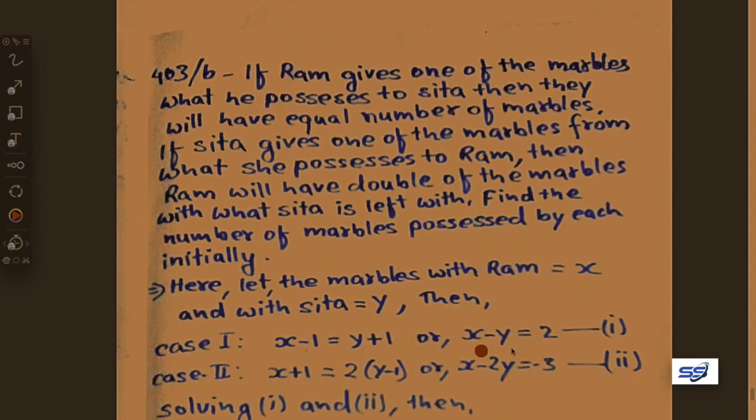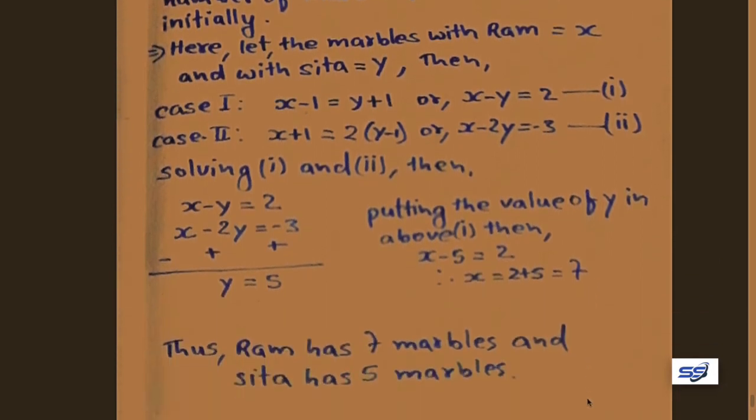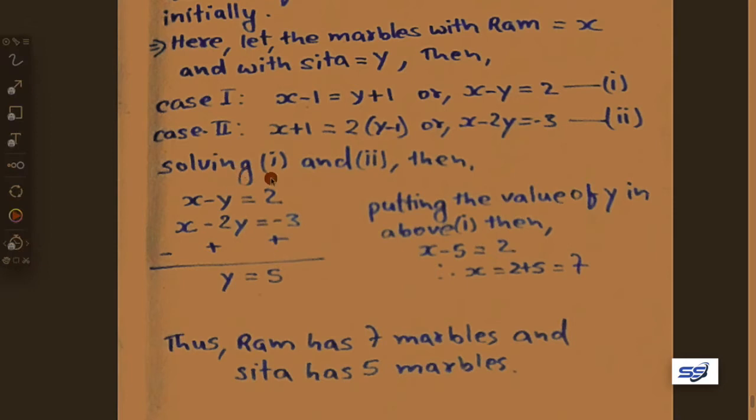The first condition gives us the first equation, and the second condition gives us the second equation. On solving both equations 1 and 2, we will get the value of Ram and Sita, that is, the values of x and y. Here the first equation is x minus y equal to 2, and the second equation is x minus 2y equal minus 3. On solving both equations, we change signs.